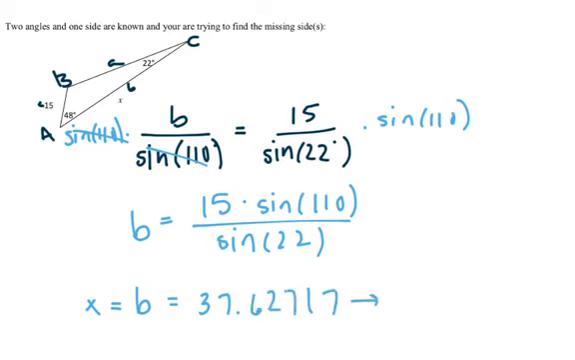37.62717, and we're going to round to the nearest hundredth again. So side B is 37.63, and we don't have any units to put on it because they didn't give us units, right? Remember, this is a side length. We don't know if it's units, meters, inches, whatever. So we'll just leave it as 37.63.